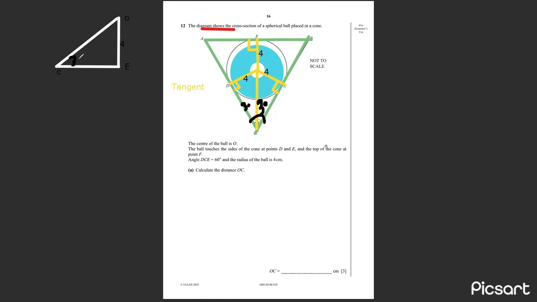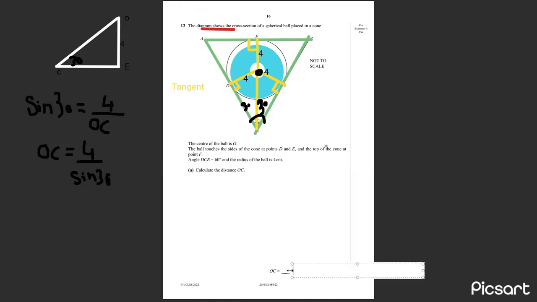So this angle is 30 degrees. Here is the hypotenuse. He needs to know the OC. This is the O. So he needed the hypotenuse. So we can say sine 30 is, because we have a right angle, equal to 4 over OC. So the OC will be equal to 4 divided by sine 30, which is equal to 8 centimeters. On your calc, do this and find it is equal to 8.